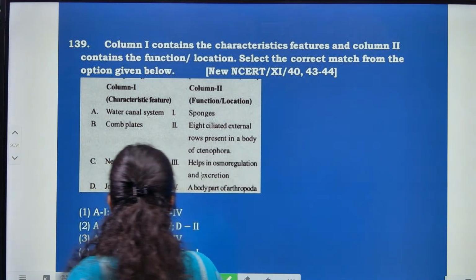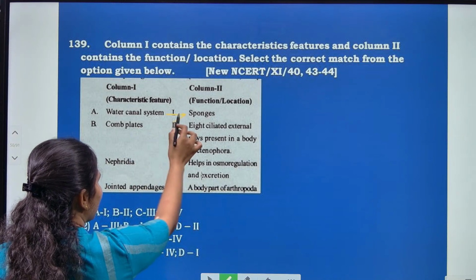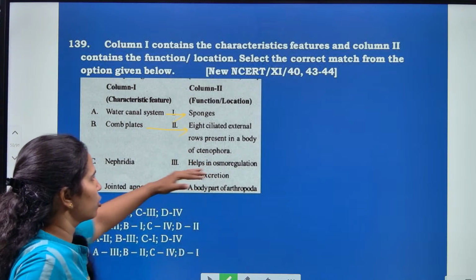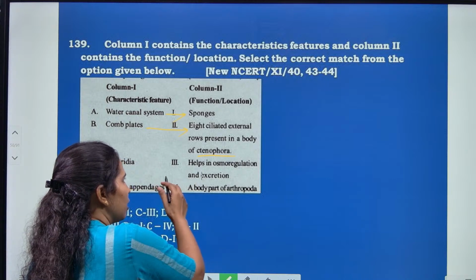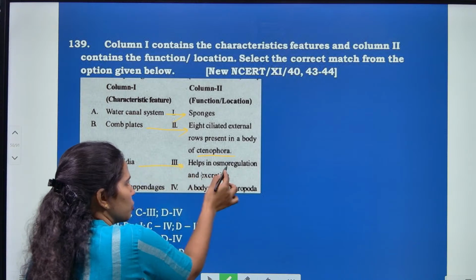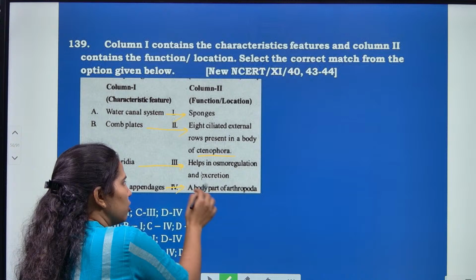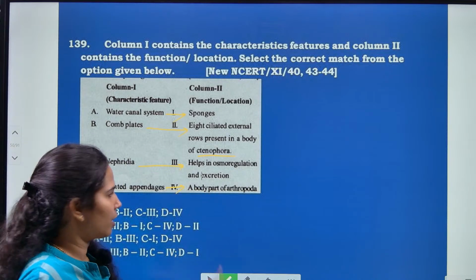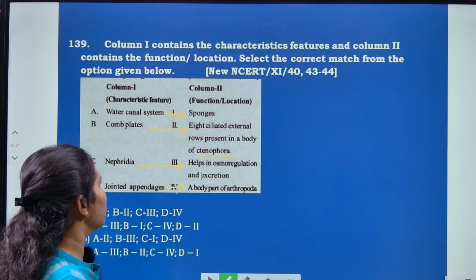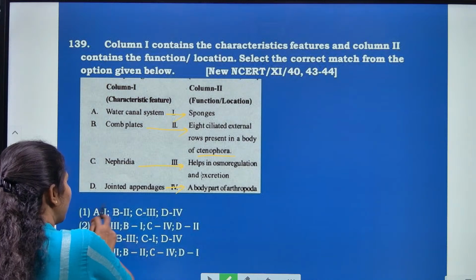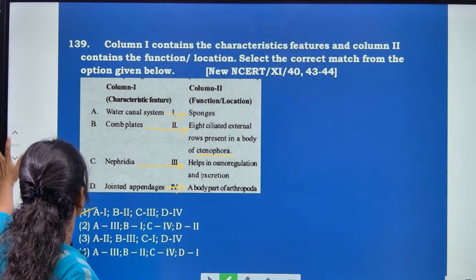So let me match here. Water canal system is present in the sponges. Comb plates are the 8 ciliated external rows present in the phylum Ctenophora, as I told you. And nephridia help in osmoregulation as well as excretion. And jointed appendages are the body part or the character of an arthropod. So they have given it in the correct order here. So the right option for this is the matched order itself. The right option is A1, B2, C3 and D4, so option 1 will be the correct option.